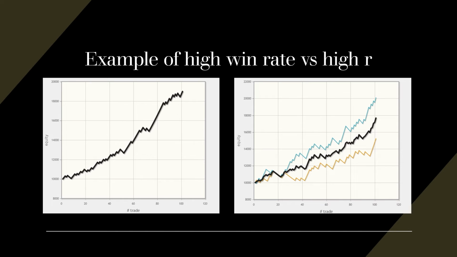So this is just an example of a high win rate versus a high R. On the left, you have a high win rate. It was a 70% win rate with a 1.5 R. That's how the equity curve looked. On the right side is a 40% win rate, but a 3 R system.